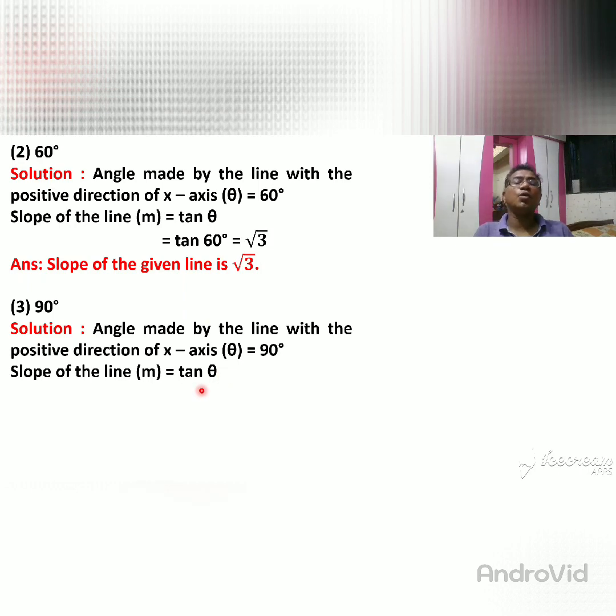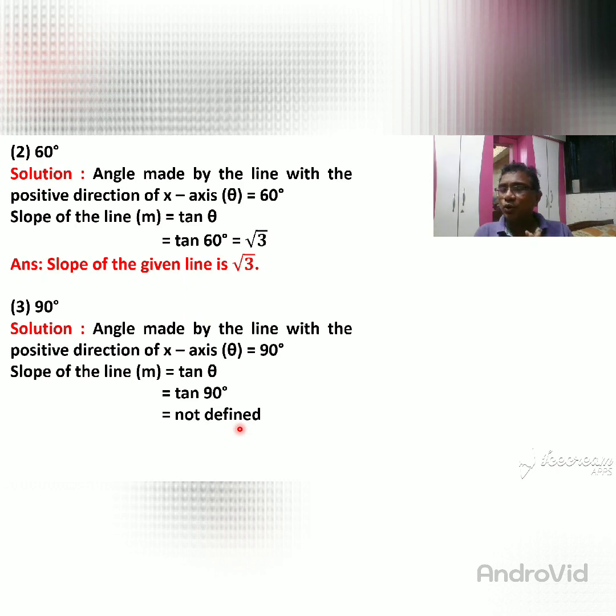So theta is equal to how many? 90 degree. So substitute the value, tan 90 degree. Tan 90 degree is undefined, means we cannot define its value. So the slope of the line is not defined.